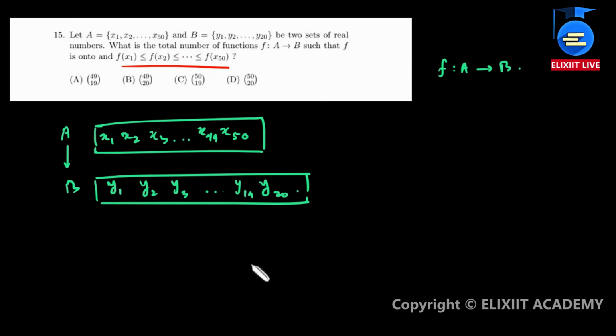Now I need to form 20 non-empty groups, right? Suppose for instance the first group is assigned to the image y1. Then you have some second group, similarly assigned to image y2, and so on. This will continue, and the last group is assigned to the last image, y20. So here we have a one-to-one correspondence between these 20 non-empty groups and the elements of set B.